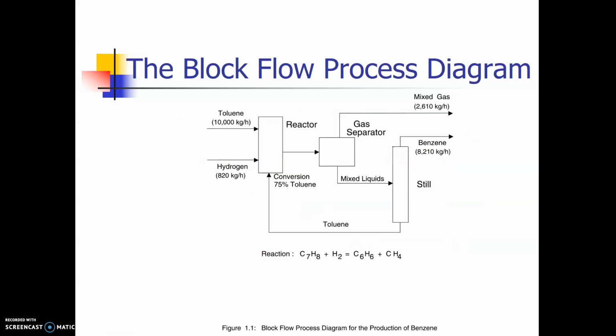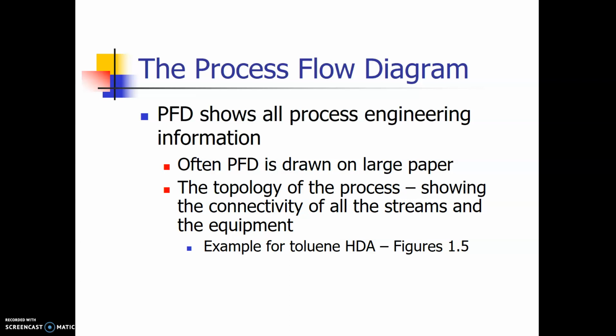It's very much a simple diagram. It doesn't really show you how the actual factory is set up. The process flow diagram shows all the process engineering and other information. This is often done as a PDF drawing on a large piece of paper. It usually has some topological layout showing where things are going to be located, so where all the pipes and all that kind of stuff are.